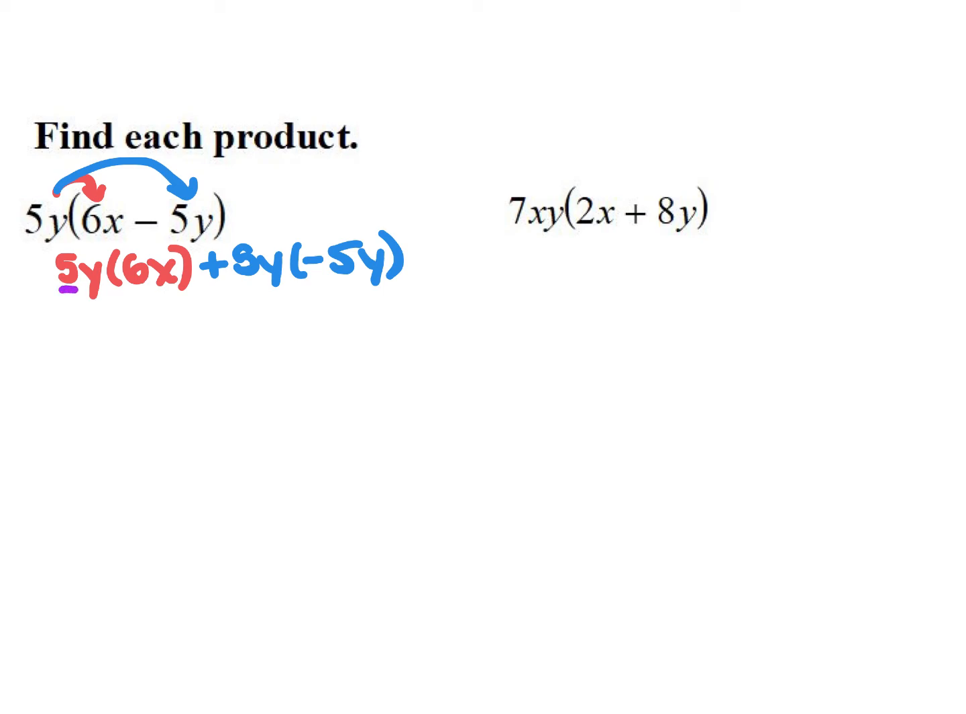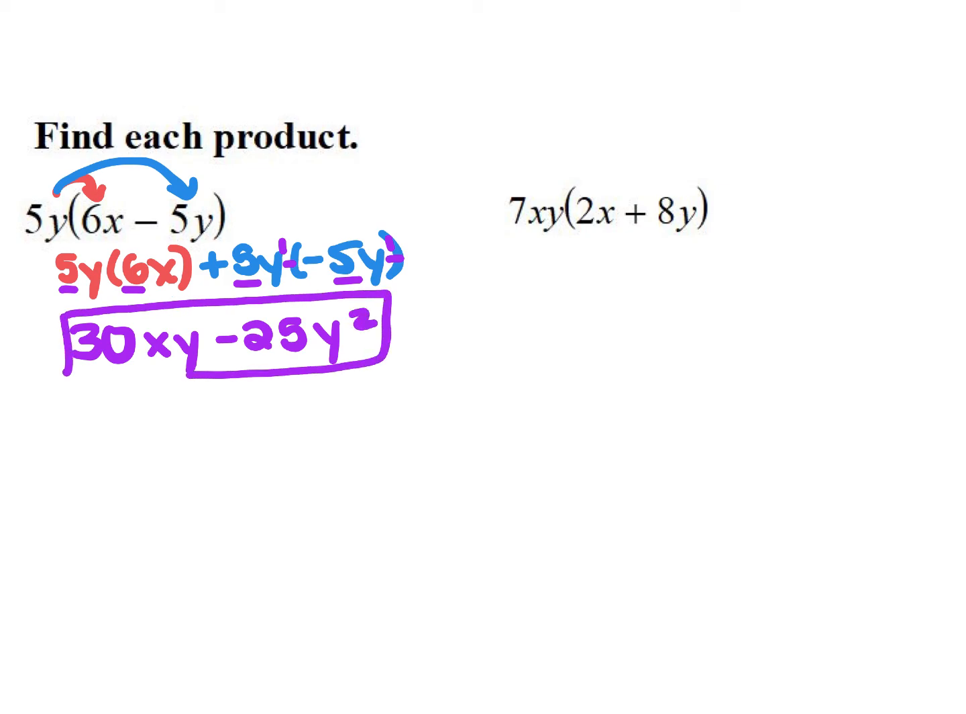But now when I combine them, 5 times 6 multiplies to 30, and x and y can't combine, so it just becomes 30xy. Then I can multiply the negative 5 and negative 5, so it becomes negative 25. And now I have two y's that I can combine, so it becomes y squared. So you get 30xy minus 25y squared.